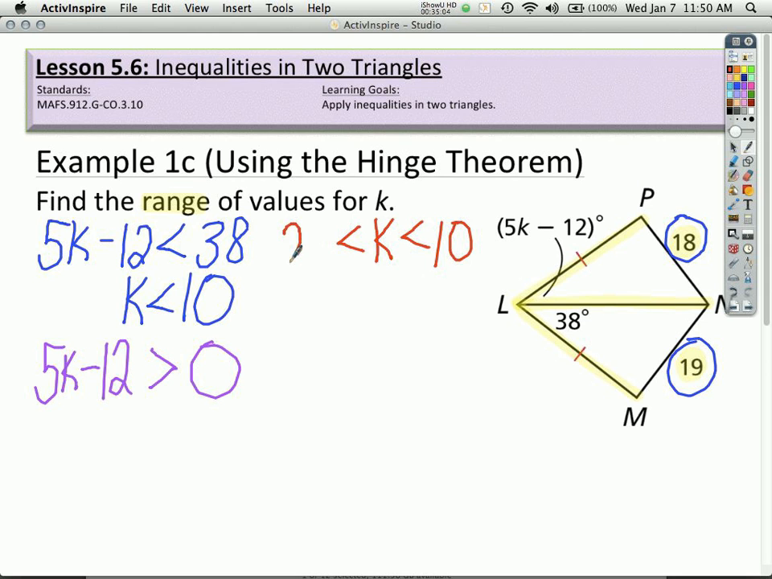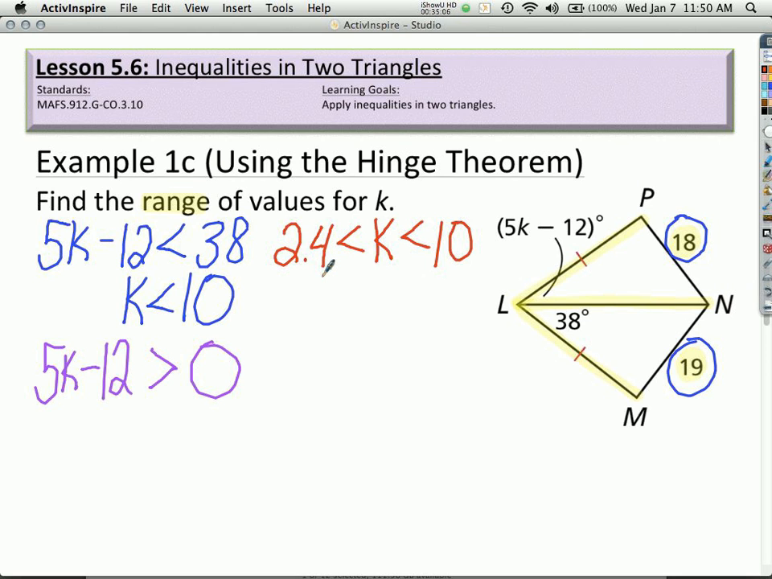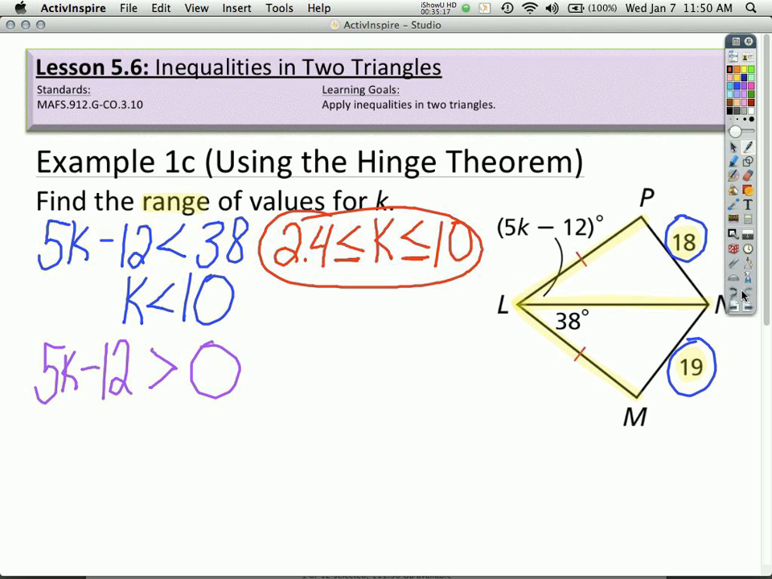Comes out to 2.4 or 2 2/5, doesn't really matter. And so we get this range of values. And remember, there's no bar here. So k cannot be equal to these values. K has to be greater than 2.4. So it could be 2.41. It could be 2.44. It could be 2.5, 2.6, 2.8, 3, all the way up to 9.999999.